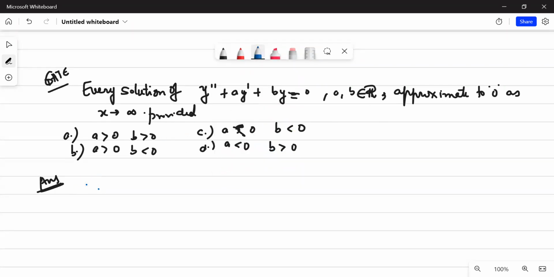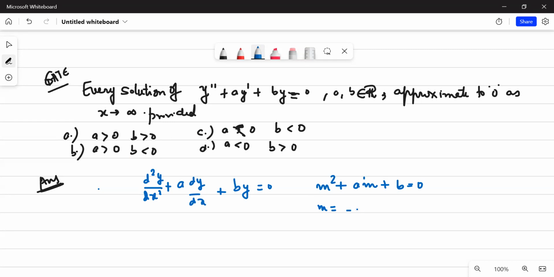Okay, so I know that this is a differential equation with constant coefficients, and it is a homogeneous differential equation. So the solution for the homogeneous differential equation is called the complementary function. And how is it found? It is found first by solving the auxiliary equation. So your auxiliary equation is this, and the roots will be equal to minus a plus minus root over a square minus 4b, divided by 2, right? So this is how it is going to be.